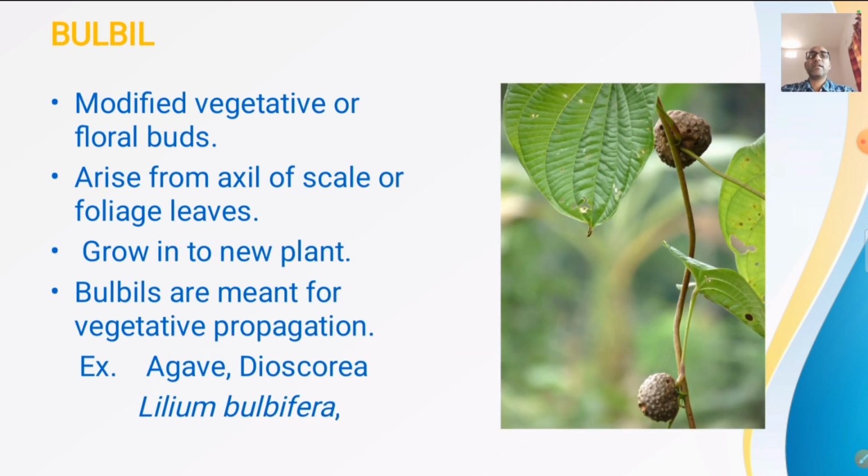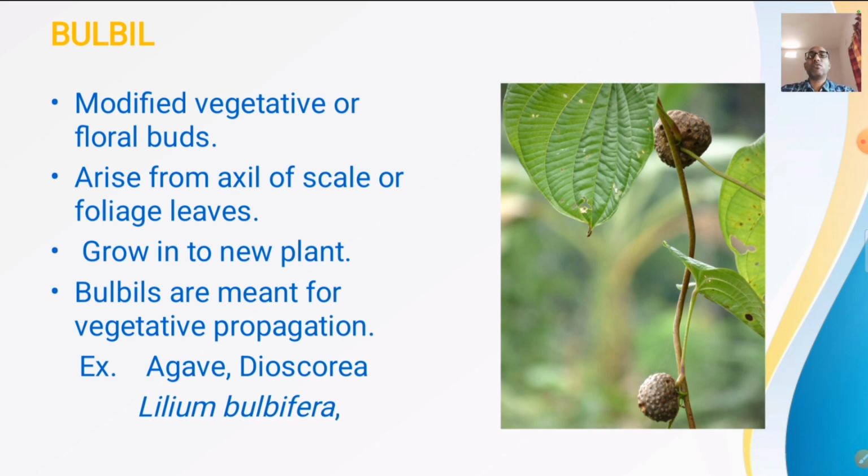The third one is bulbil. You have heard about bulb. Where have you heard? The bulb is the underground modification, but bulbil is the aerial modification. Sometimes a question arises to differentiate between bulb and bulbil. So bulb is the underground modification, whereas bulbil is the aerial modification.